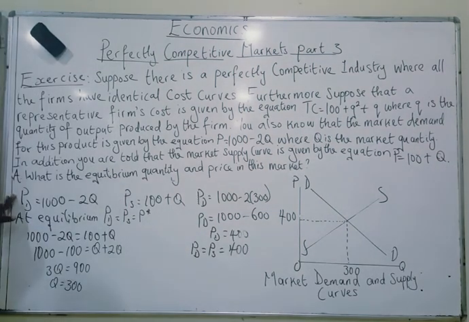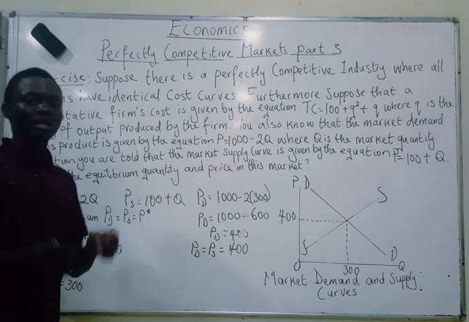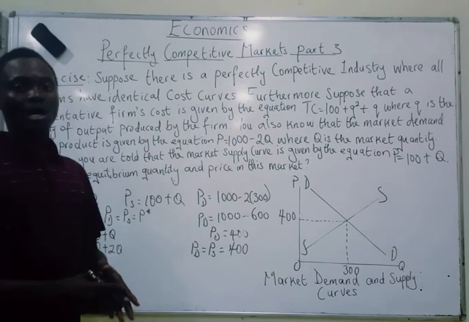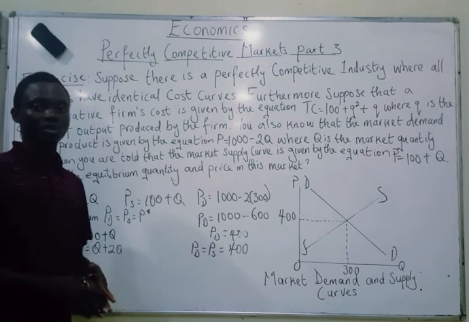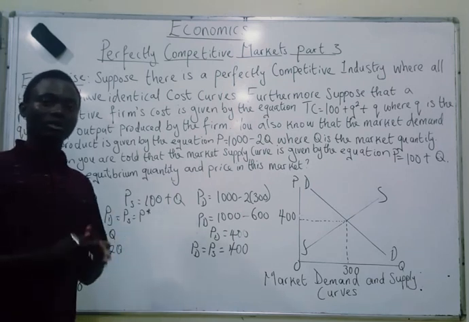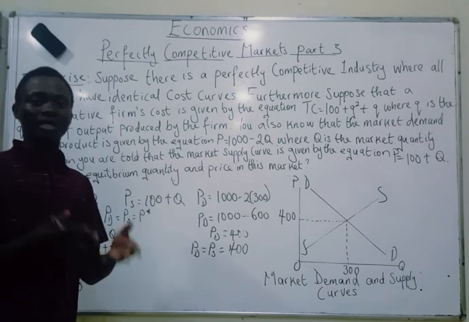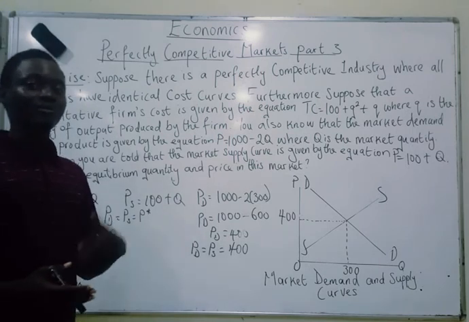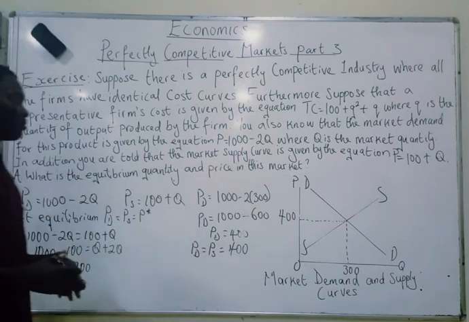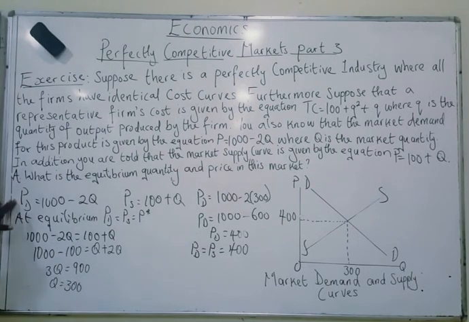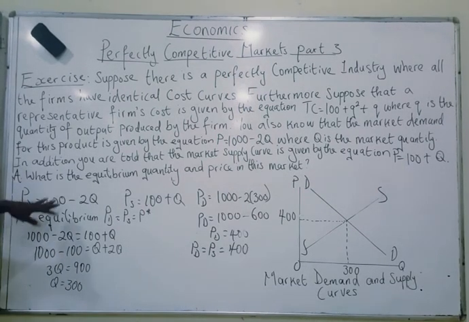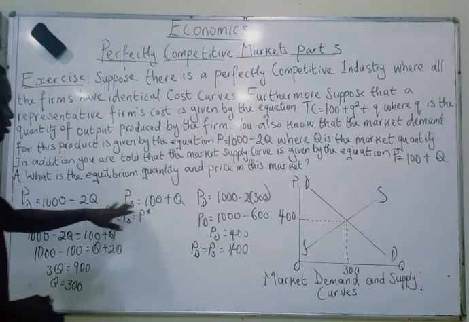One more thing to note is the fact that this happens to be an inverse demand function. We say we have an inverse demand function when P is the subject of the equation. Under normal circumstances, Q is supposed to be the subject of a demand equation or a supply equation. But whenever we have P being the subject, then that is an inverse demand or supply function, as the case may be. So we have this inverse demand function, P equals 1000 minus 2Q, then PS equals 100 plus Q for the market.